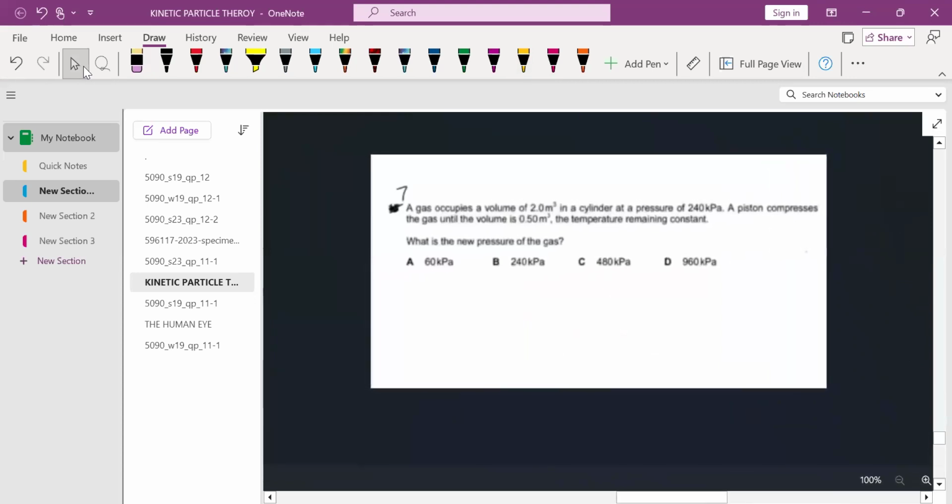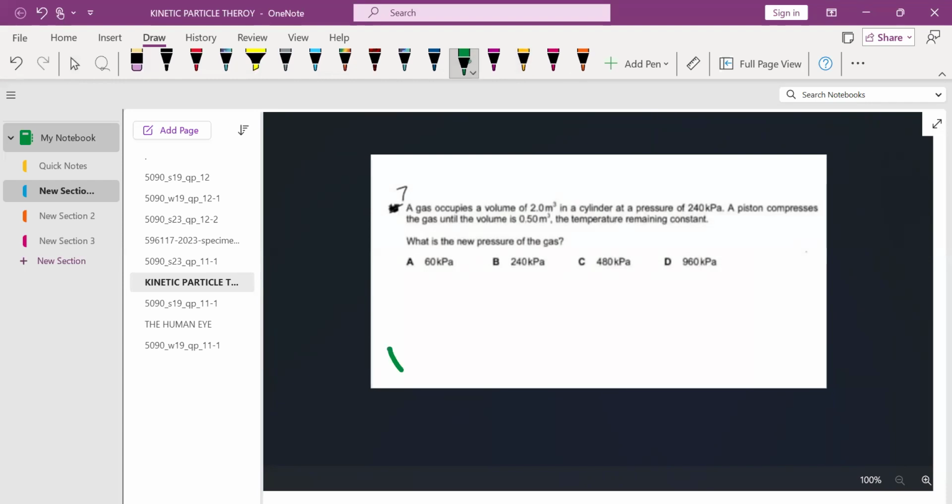A gas occupies the volume of 2 meter cube in a cylinder at a pressure of 240 kilopascals. A piston compresses the gas until the volume is 0.50. The temperature remains constant. What is the new pressure of the gas? So firstly, the volume is given 2 and the pressure is given 240. A piston compresses the gas until the volume becomes 0.50 and the temperature is constant. And what is the new pressure?